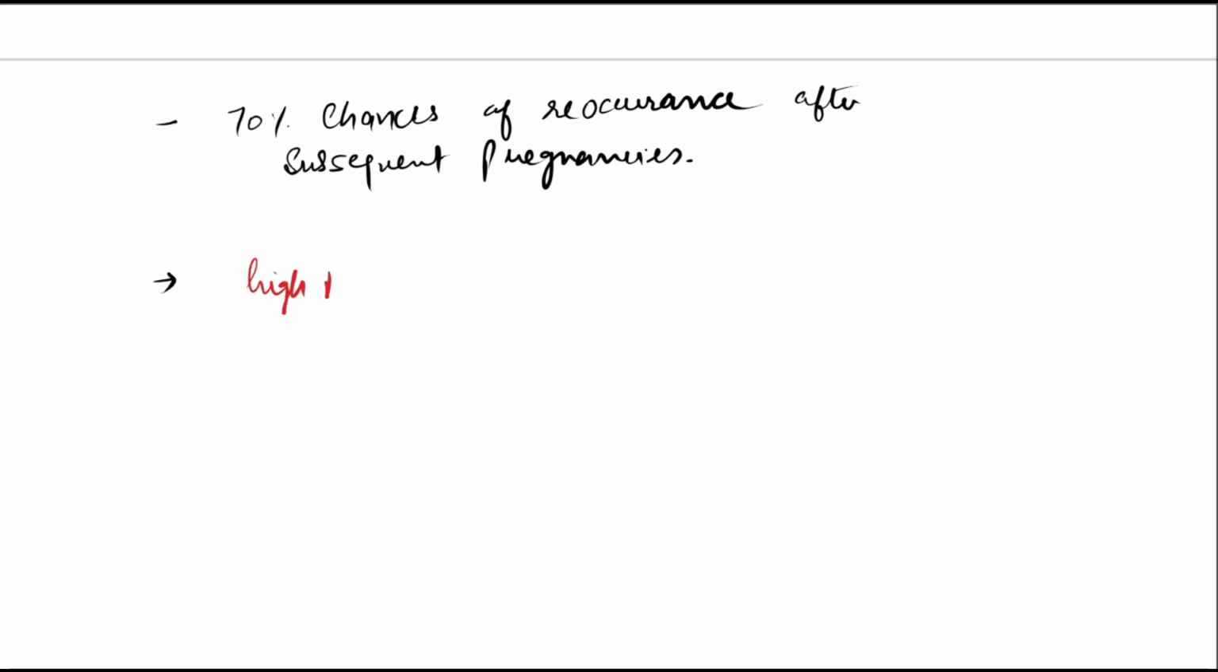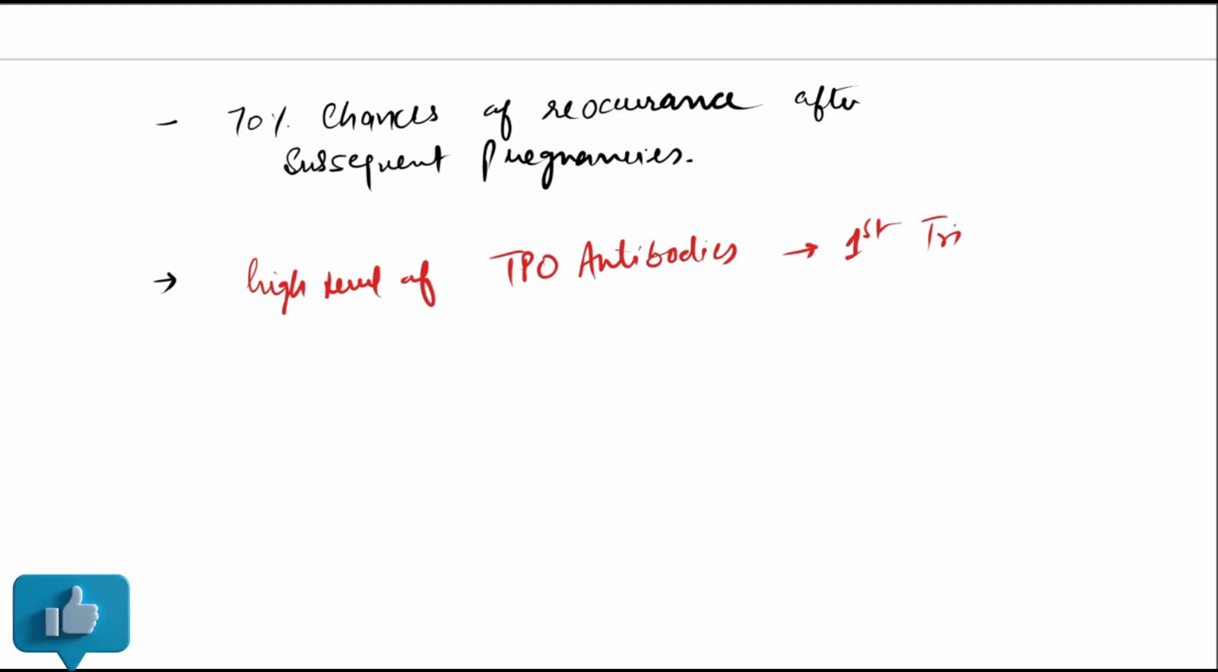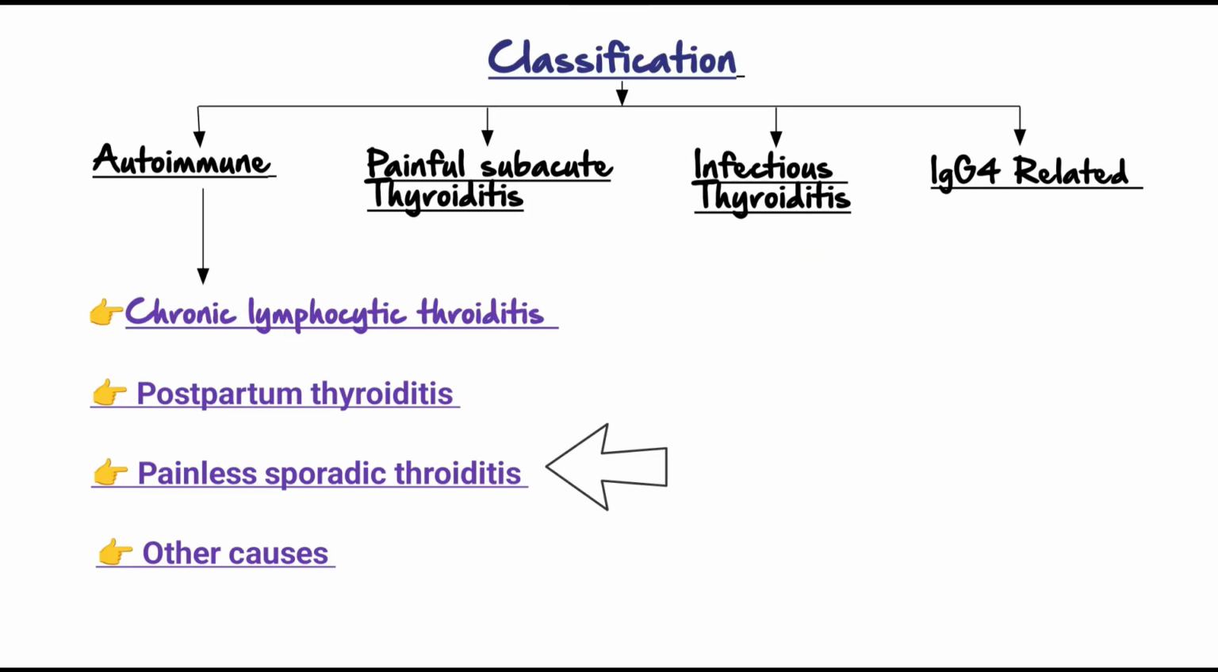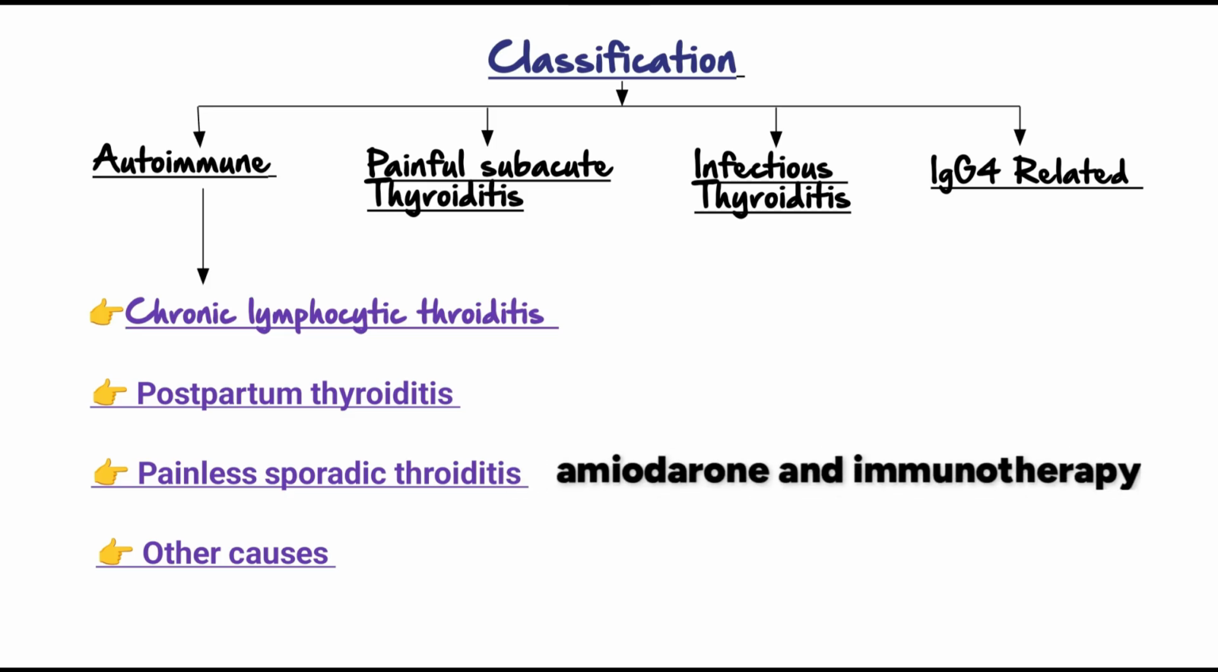It occurs most commonly in women who have higher levels of anti-TPO antibodies in the first trimester of pregnancy or immediately after delivery. Painless silent sporadic thyroiditis is similar to postpartum thyroiditis, except it is not related to pregnancy. Its causes include amiodarone and immunotherapy.